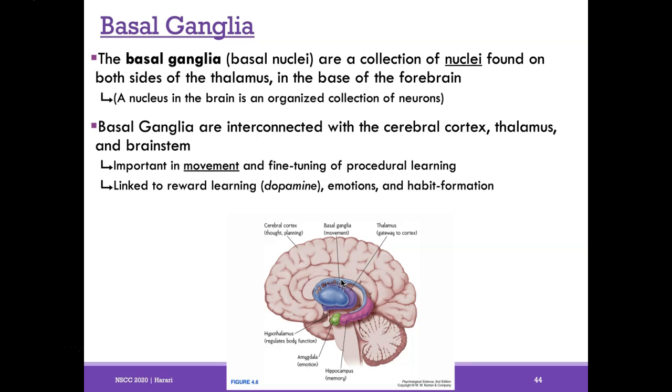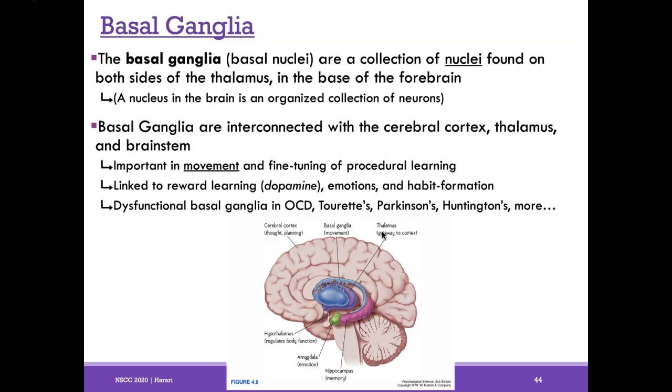And the basal ganglia have a role in dopamine and producing dopamine and emotions and also habit formation. There's also a hypothesis that the basal ganglia helps us decide which of several possible behaviors to execute at a specific time. So that's how it's linked to emotions and voluntary behaviors.